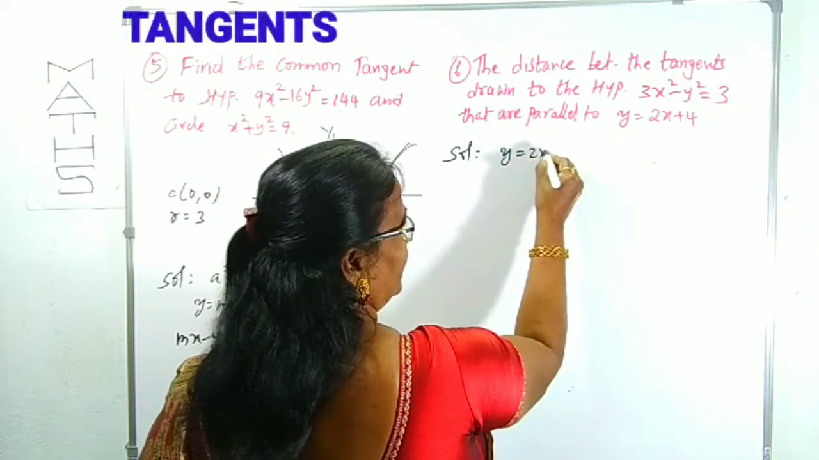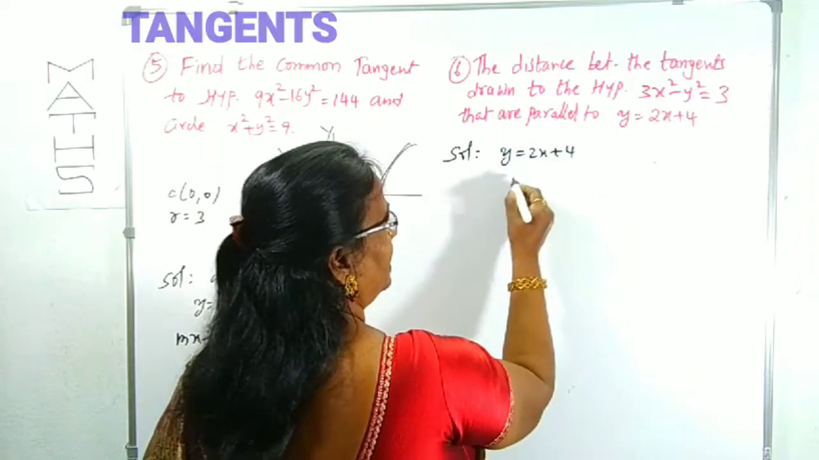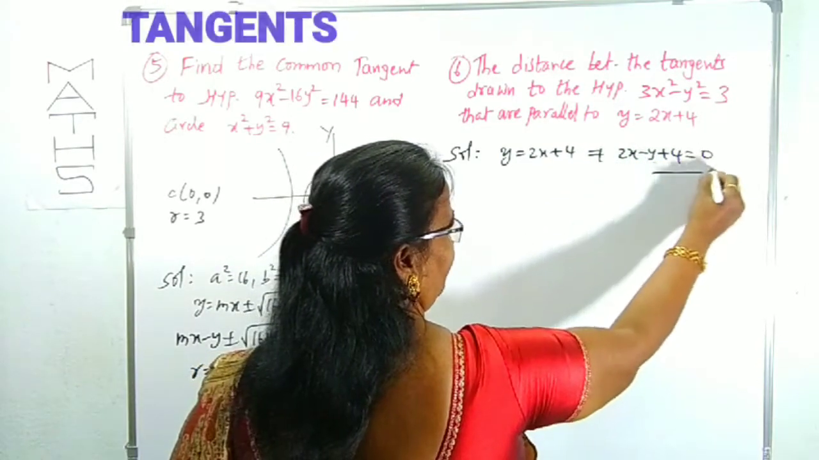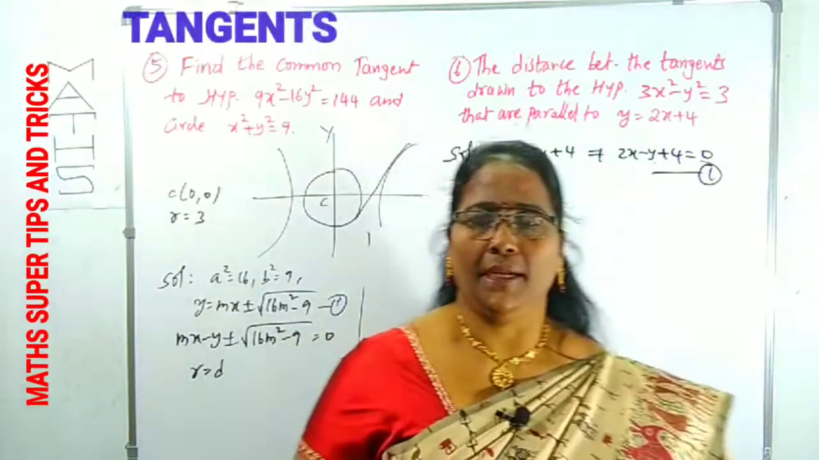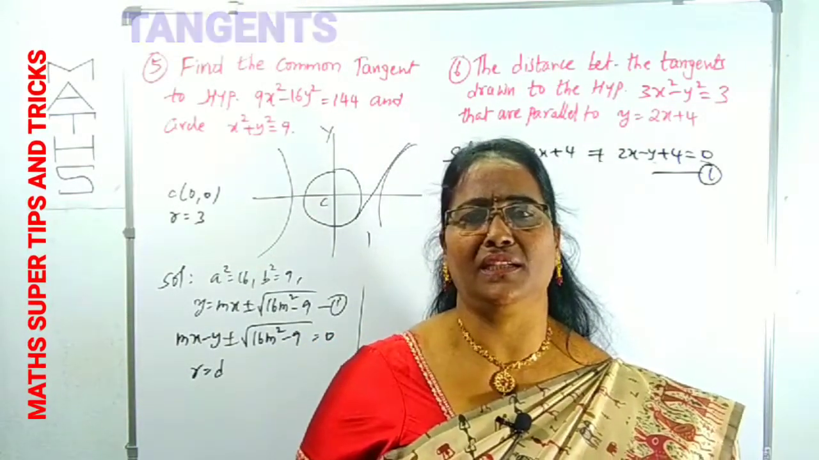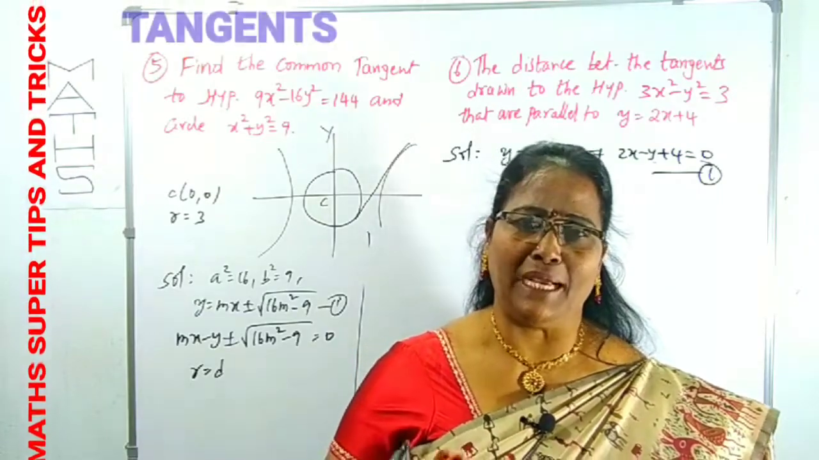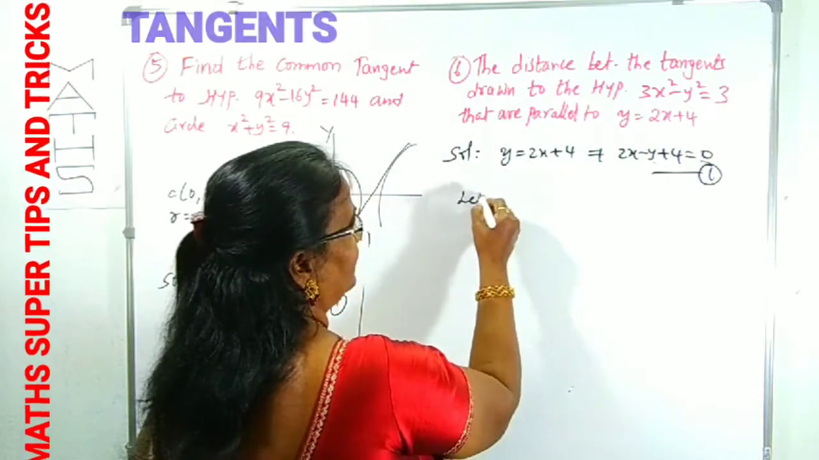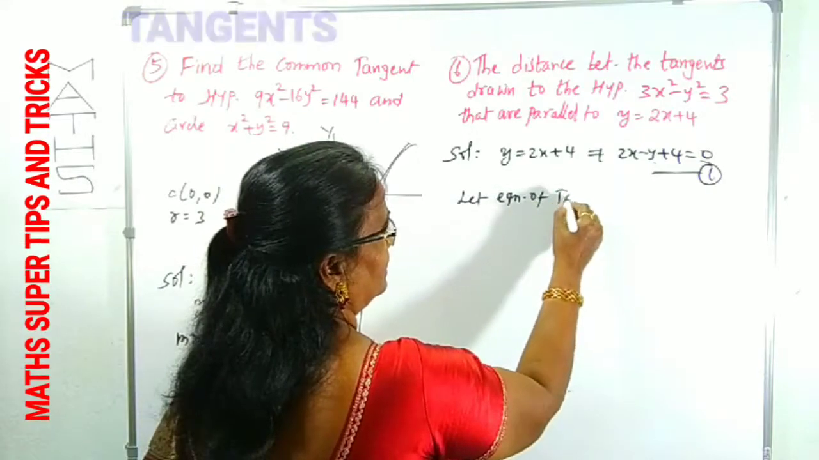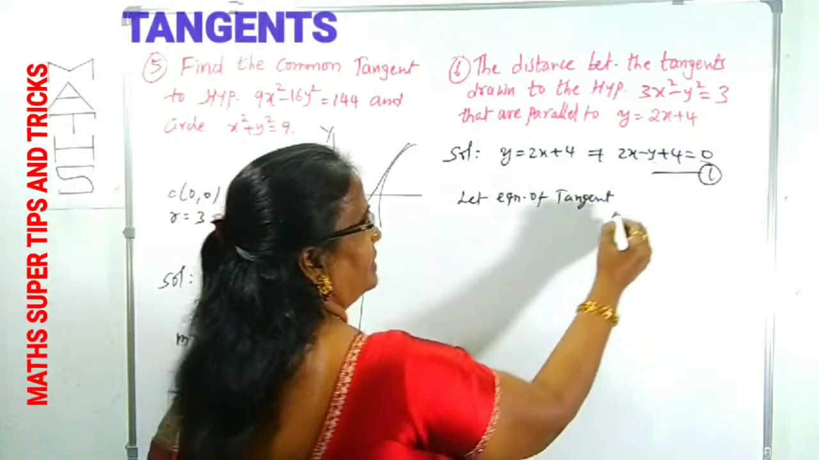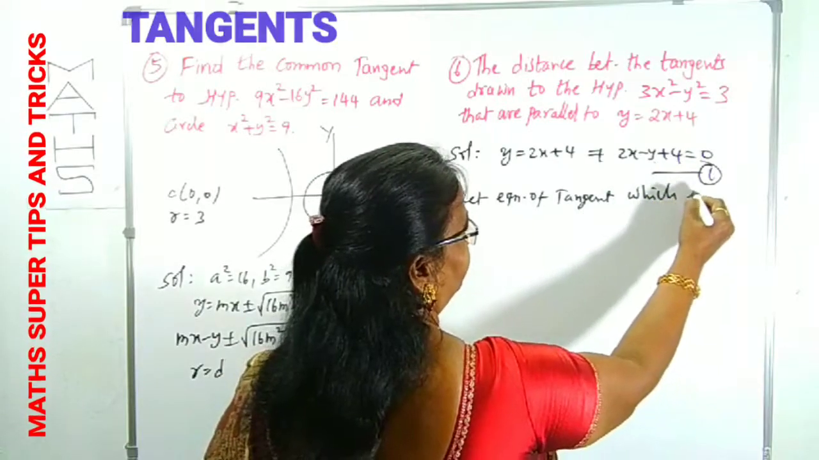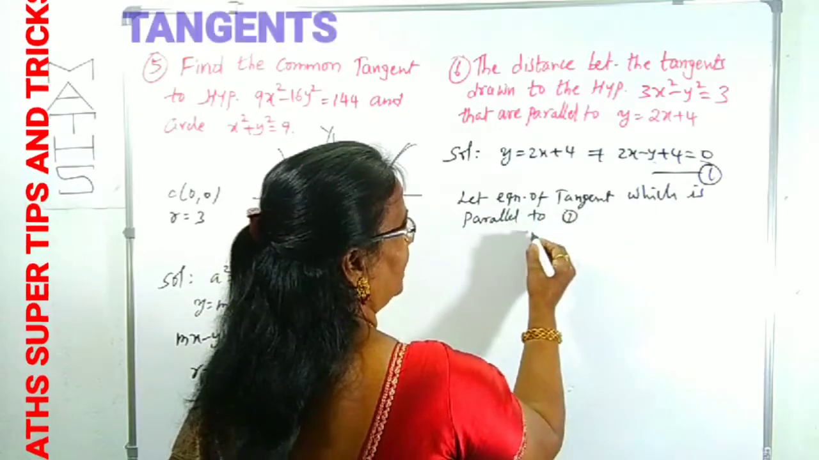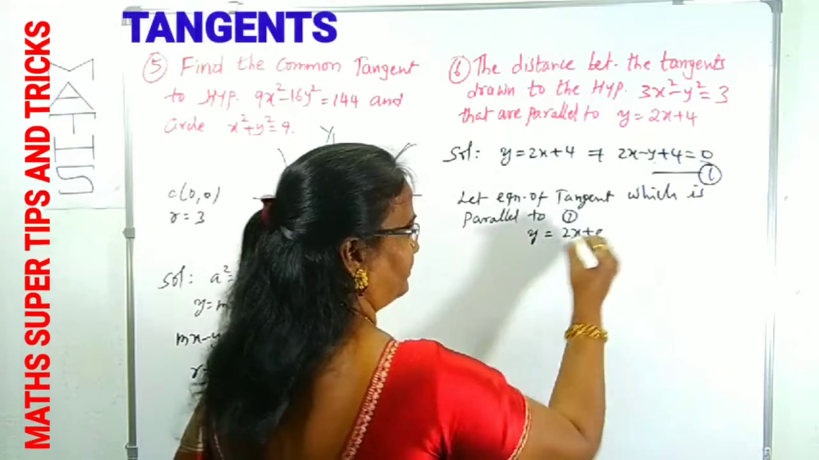First we take the given line, y is equal to 2x plus 4. The slope of this line is m. We can rewrite it as 2x minus y plus 4 is equal to 0. This is the given line, taken as 1. You know that when two lines are parallel, their slopes are equal. The tangent line whose slope is also 2, let the equation of the tangent which is parallel to 1 be y is equal to 2x plus some c.